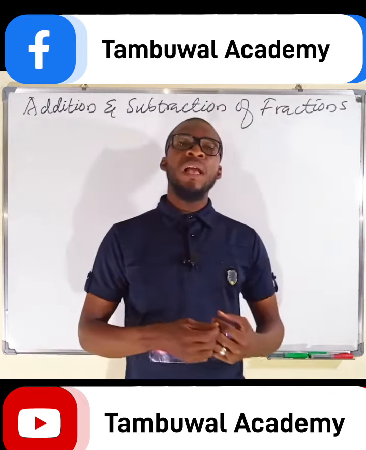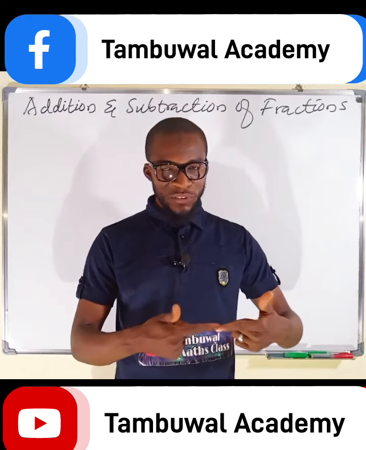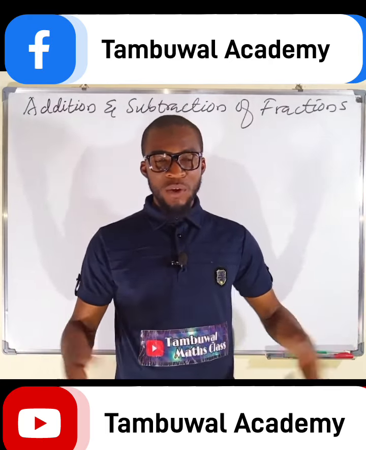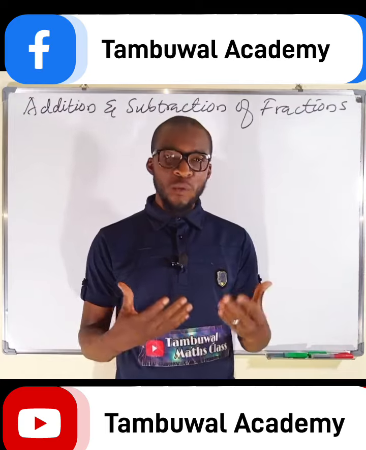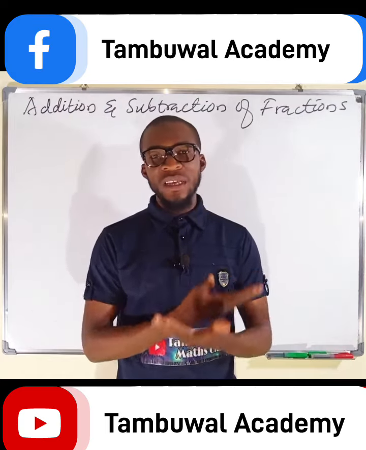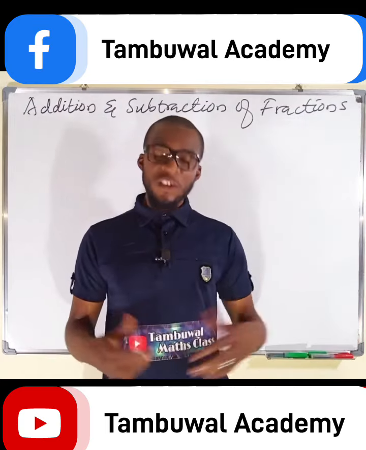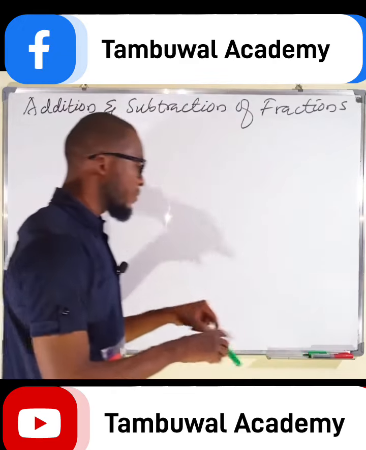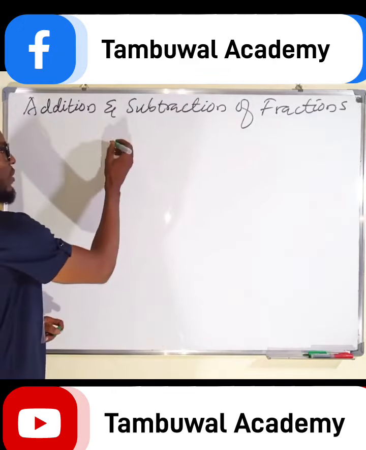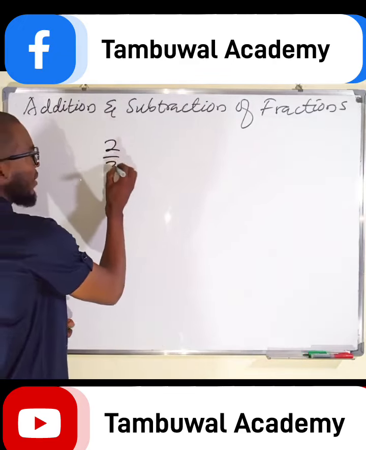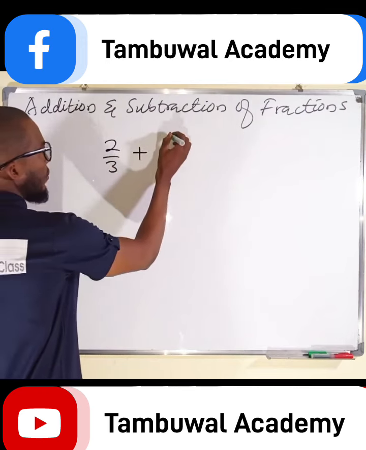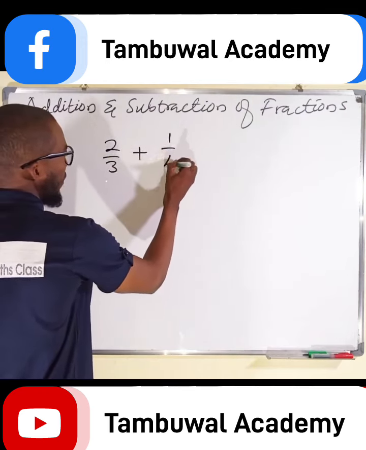Number one is by finding the LCM of the denominators. And number two is by transforming the denominators to be exactly the same. Let us add some fractions together. So first we want to add 2 over 3 and 1 over 4 together.